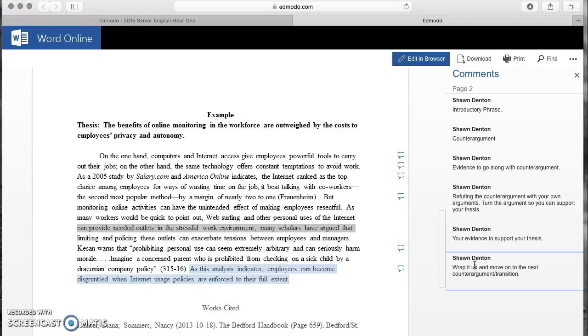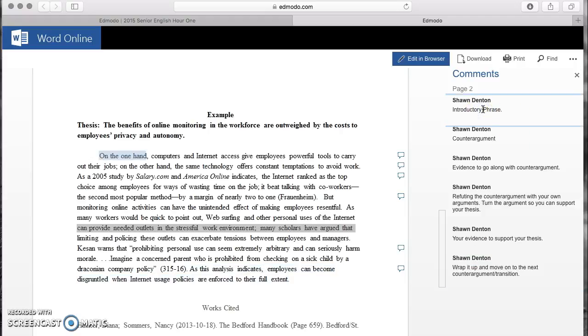And they say the following. As this analysis indicates, employees can become disgruntled when internet usage policies are enforced to their full extent. So again, with counter-argument paragraphs, you can see the structure, the basics are there. You just need to work on them. You need to practice on them, and that's what your rough draft's for.